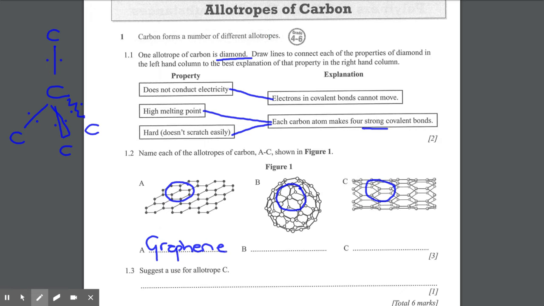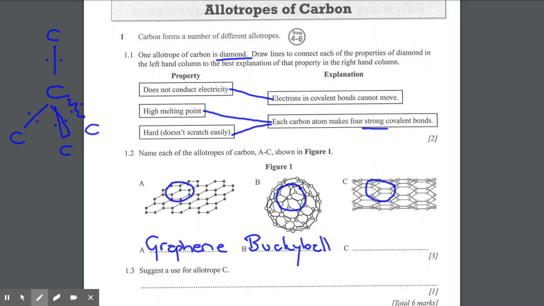B is a very specific structure. It's commonly a C60 molecule, so 60 carbon atoms in a singular entity. It's got a common name of essentially just called a buckyball, its full name being Buckminster fullerene, part of the fullerene family. Likewise, C is also part of the fullerene family, but the structure of this is more tube-like.